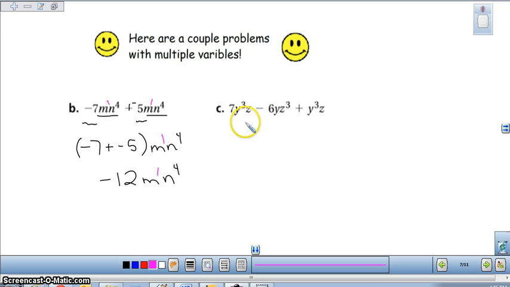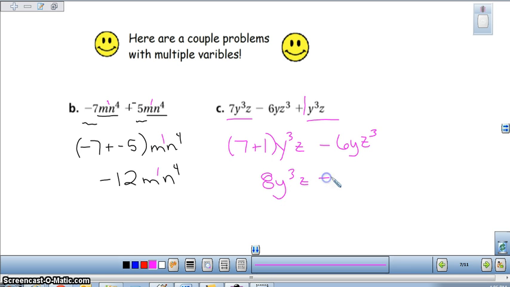Do we have like terms as we look at problem C? So if you're writing down problem C in your notes, we would look at y to the third z. Oh, not y to the third z, y z to the third. So our two like terms I'm going to underline. The coefficient of this last one is 1. So if we are adding them, we have 7 plus the 1, and they both have y to the third and z, the common factor, minus 6 y and z to the third. 7 plus 1 gives us 8. The simplified answer is 8 y to the third z minus 6 y and z to the third.